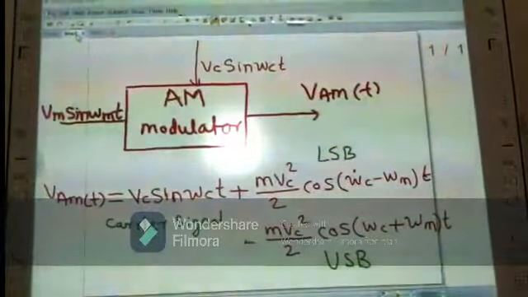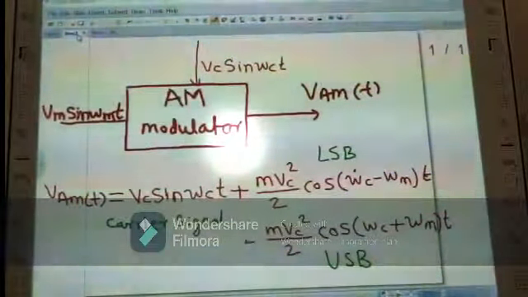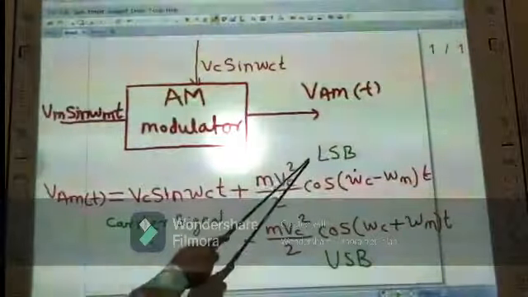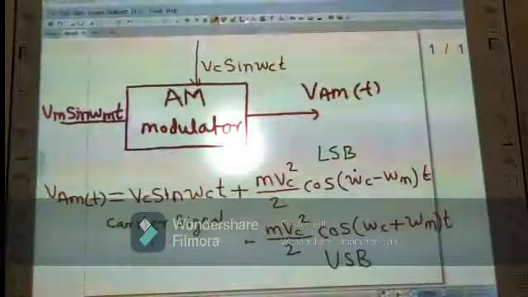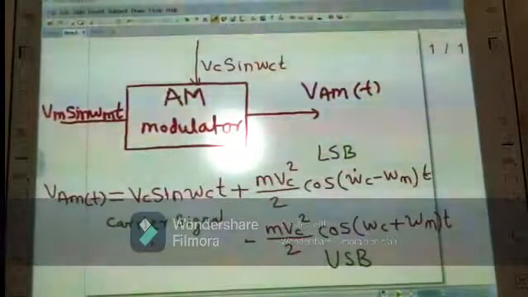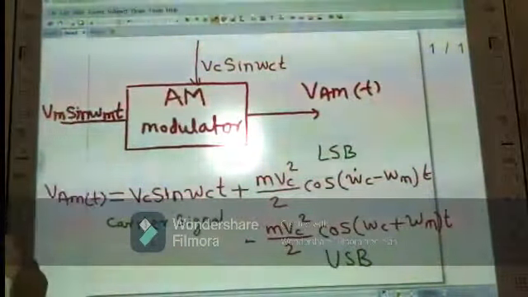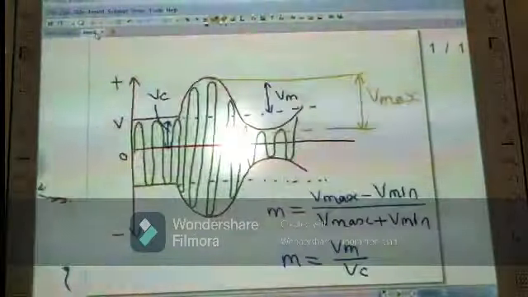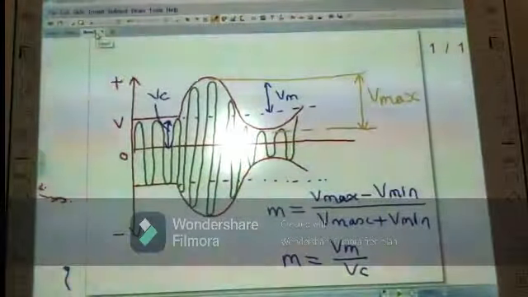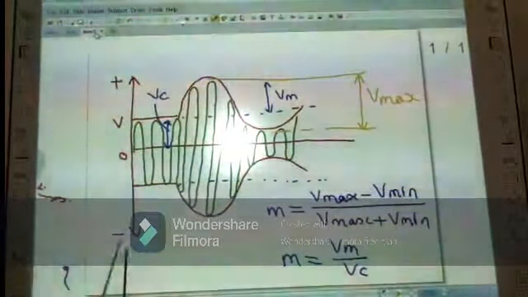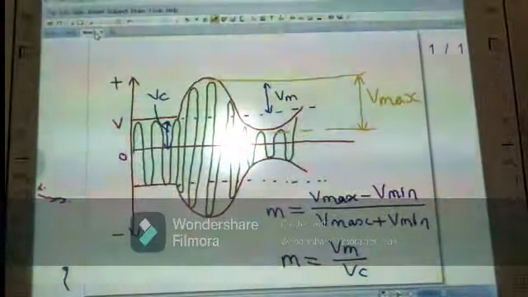This amplitude modulated signal consists of three components. First one is the carrier signal, second one is the lower sideband, and third one is the upper sideband. Lower sideband exists at the frequency Fc minus Fm, and upper sideband is at Fc plus Fm. Now this amplitude modulated signal is represented in time domain in this way. Here, this AM wave consists of two envelopes.